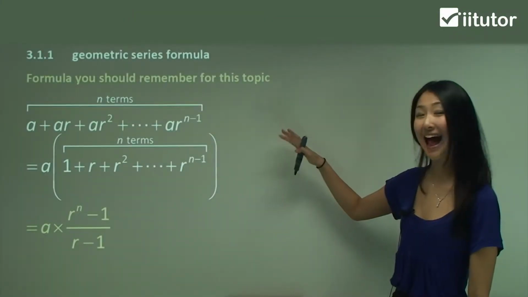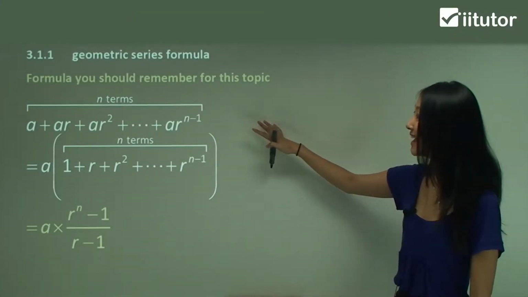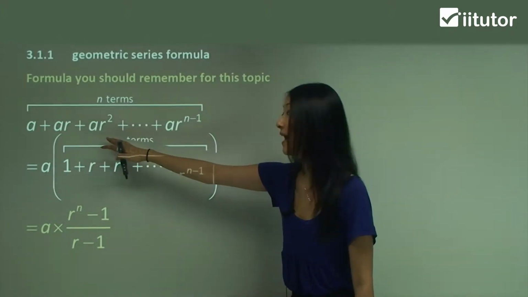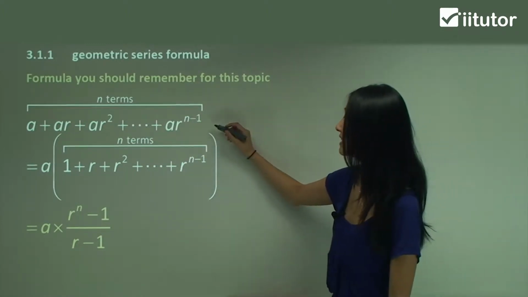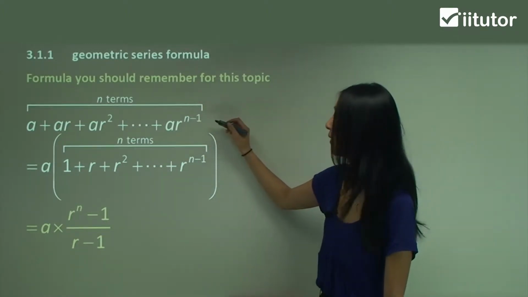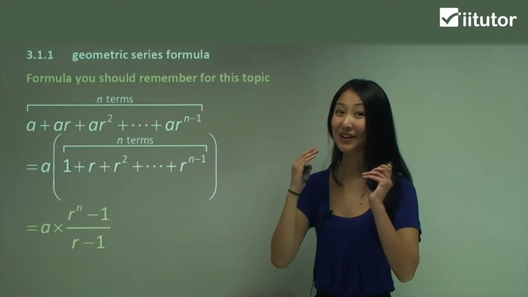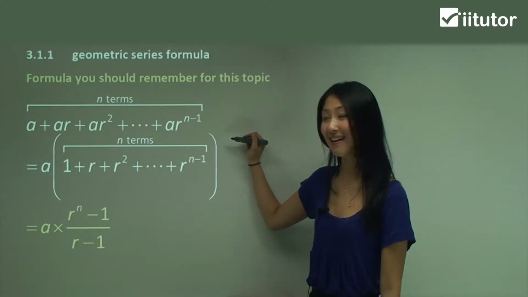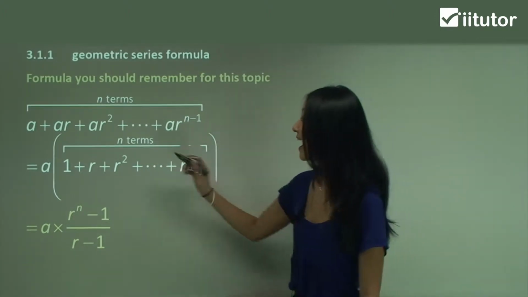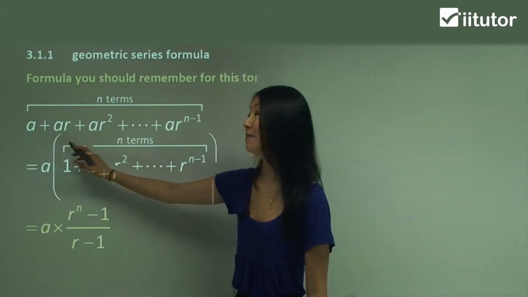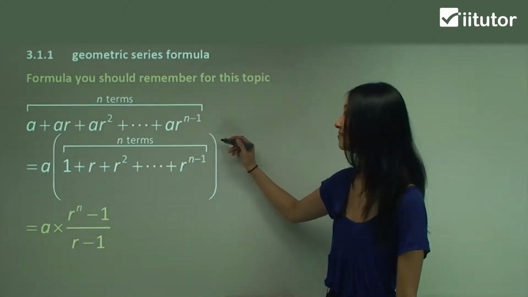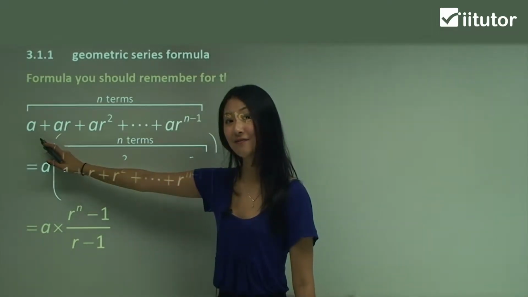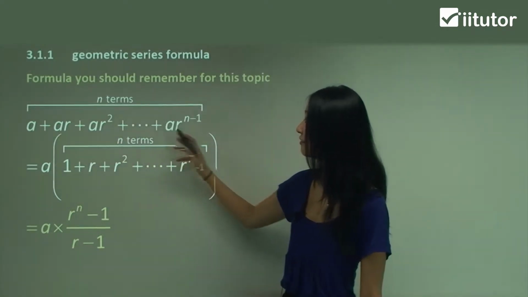So having a look at this series on the board, you can see that we have a plus a times r plus ar squared, so on until a times r to the power of n minus 1. Just having a look at that, it should remind you of a geometric series, doesn't it? That's because you can see that each term is being multiplied by r. Can you see that? So what we've done here is we've just factorised out a, the first term, because you can see it's common for all of it.